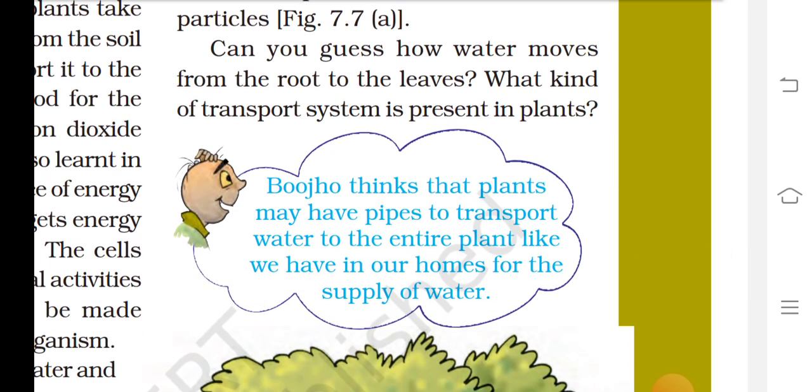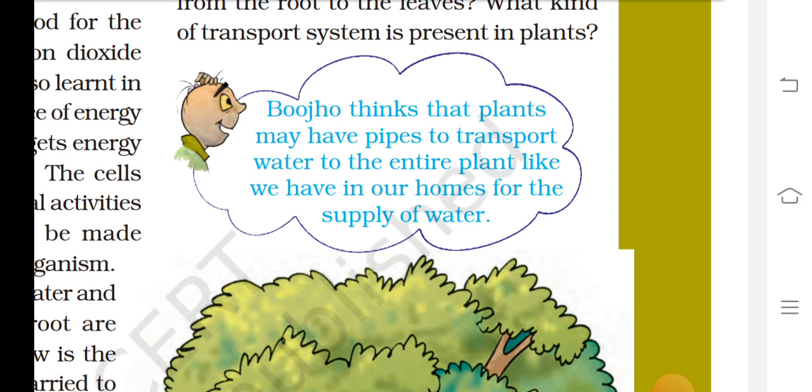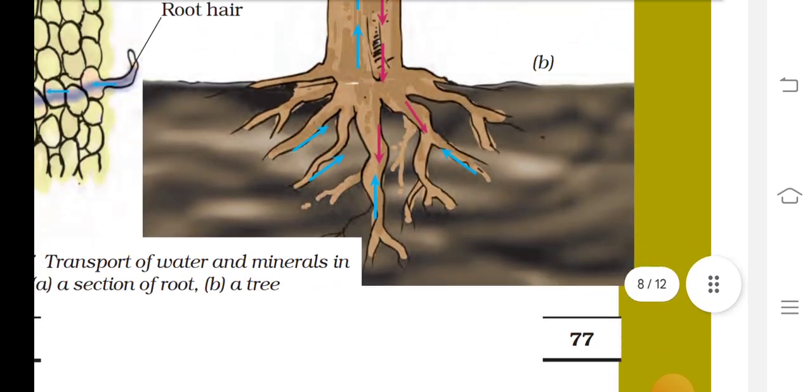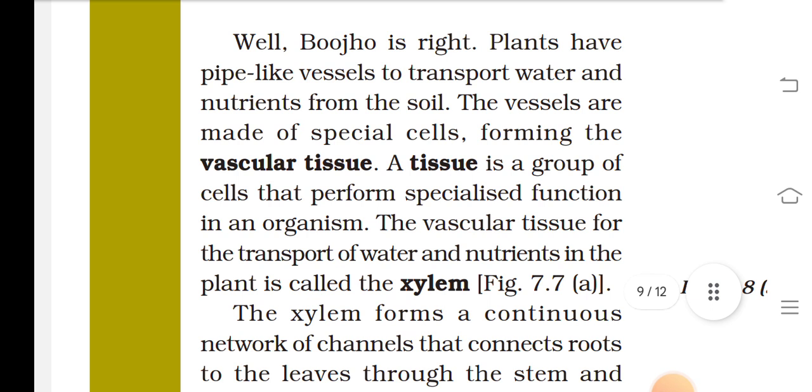Can you guess how water moves from the root to the leaves? What kind of transport system is present in plants? Bojo thinks that a plant may have pipes to transport water to the entire plant like we have in our homes for the supply of water. Well, Bojo is right. Plants have pipe-like vessels to transport water and nutrients from the soil.